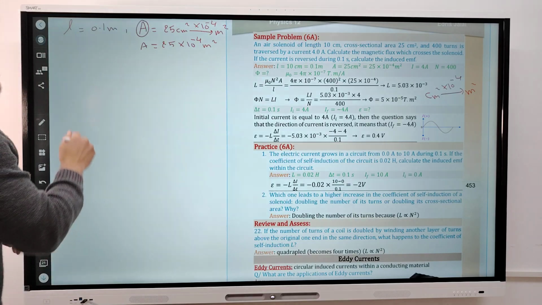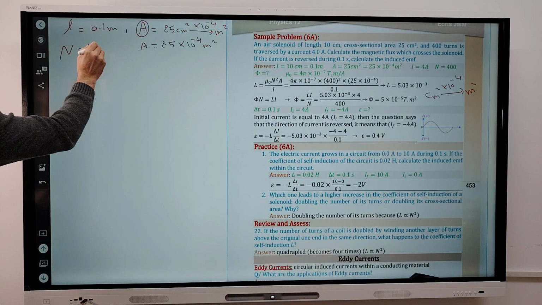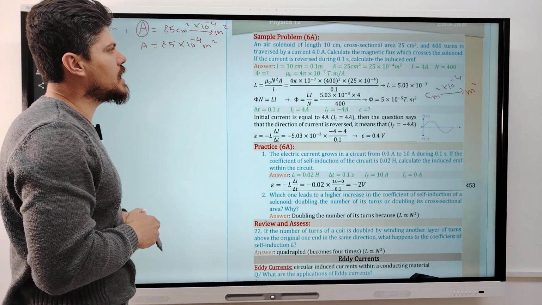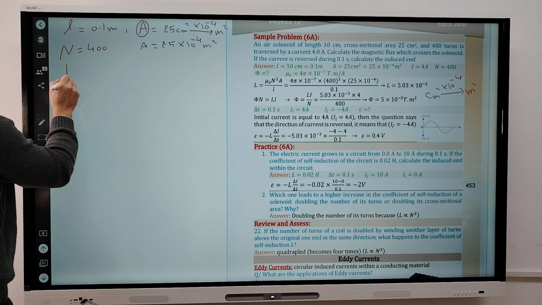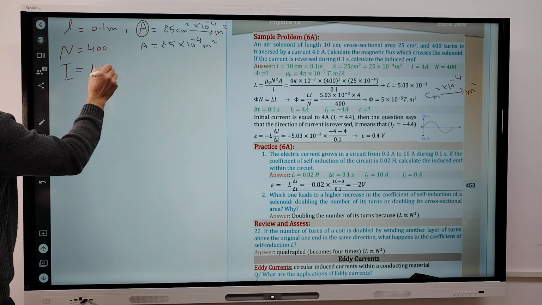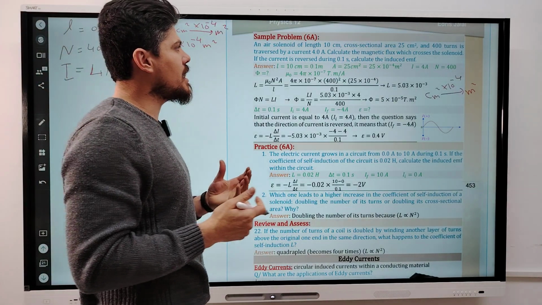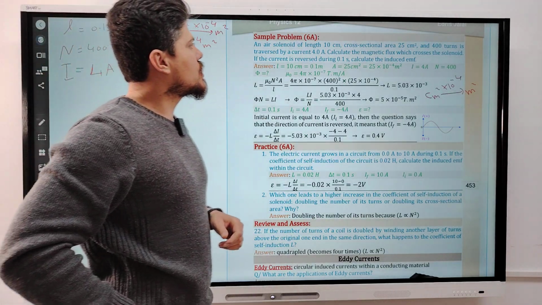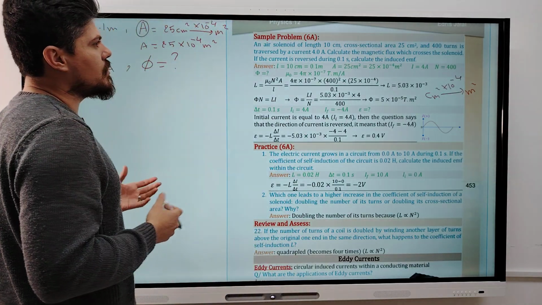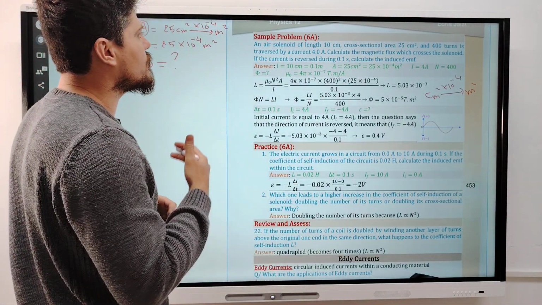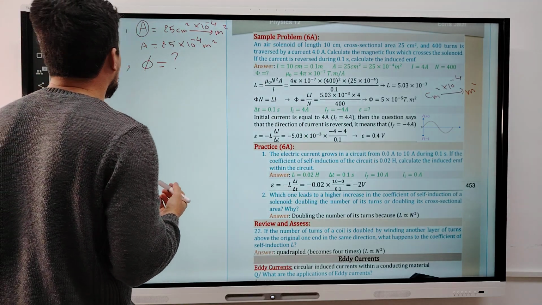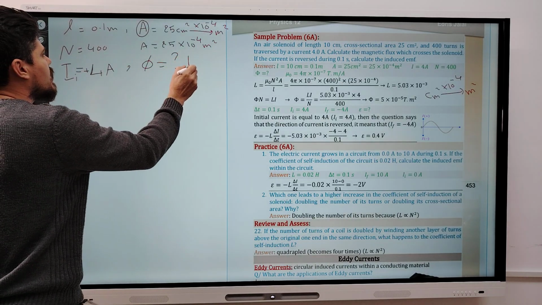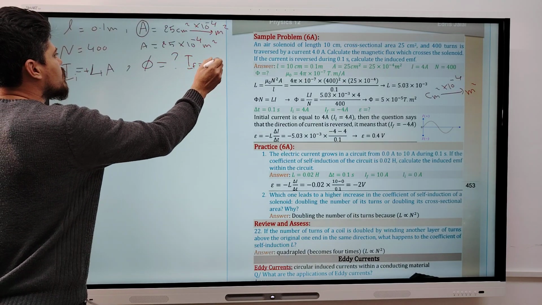And 400 turns. How many turns do we have? 400 turns, okay? It is traversed by a current 4 ampere. What is the magnitude of the current? 4 ampere, okay? Calculate the magnetic flux. What is unknown? Magnetic flux is unknown, which crosses the solenoid. What is the type of this coil? Is solenoid. If the current is reversed, what do you mean by reversing of the current? It means that I initial is positive 4 ampere, I final is equal to negative 4 ampere.